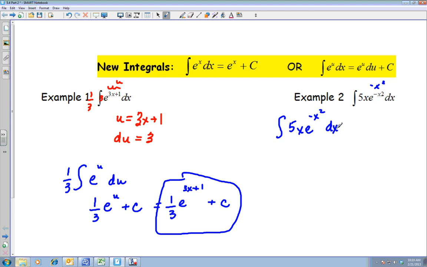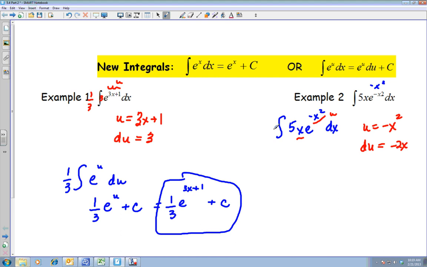Okay, and in these problems today, your hint is your u is usually going to be your exponent that's above your e. So let's write down our e and our u and our du. If my u is negative x squared, that means my du is negative 2x. Here's my u. I need to make sure my du matches up. Well, it doesn't. My x is there, so I'm good with that. But this 5 is messing me up. That's supposed to be a negative 2.